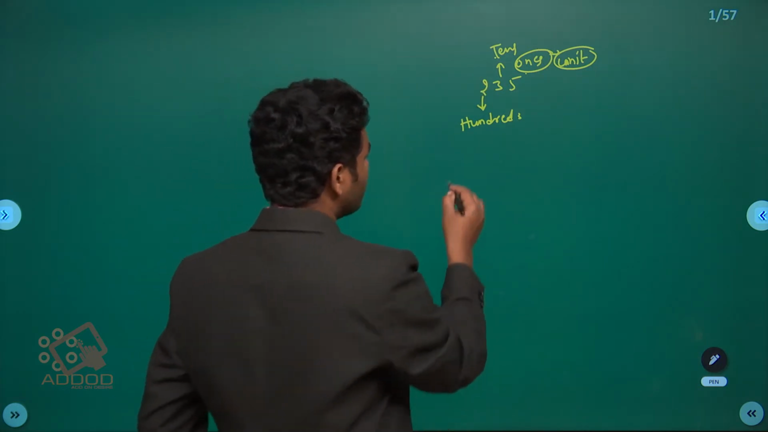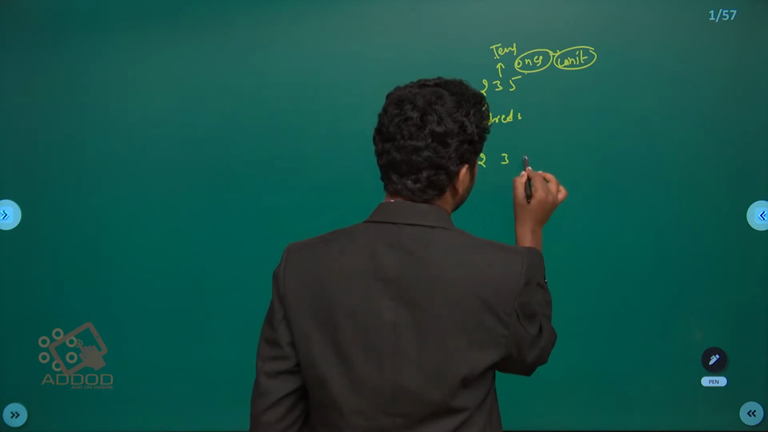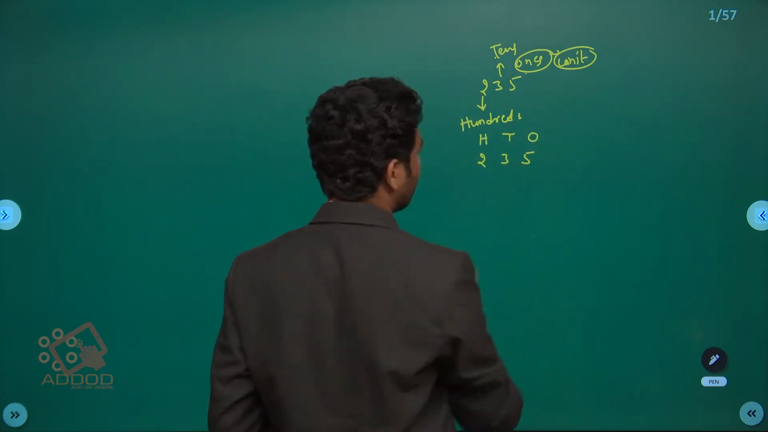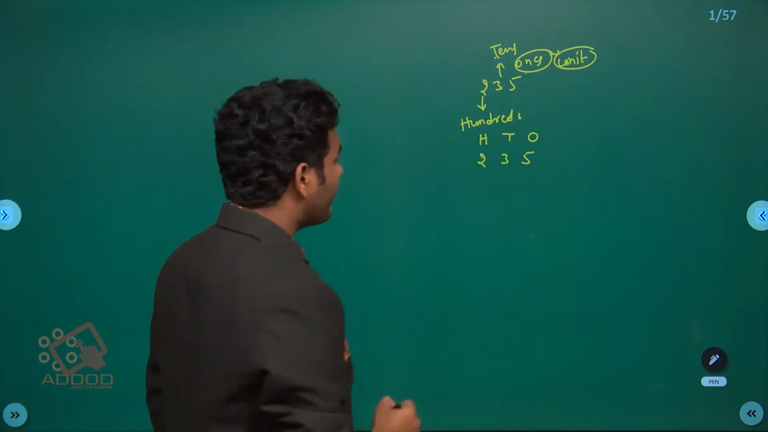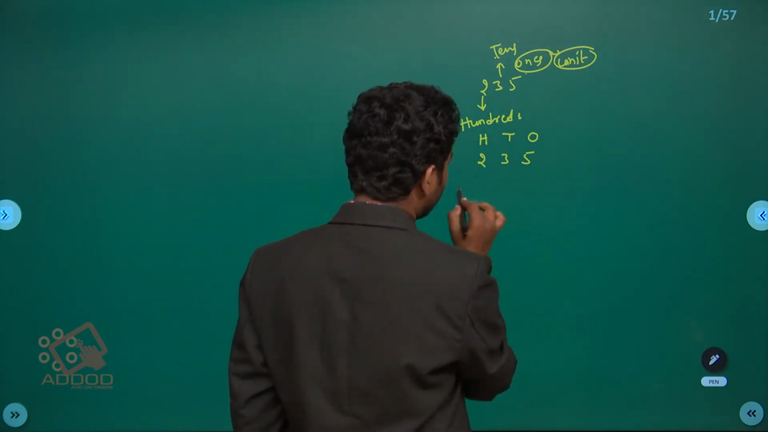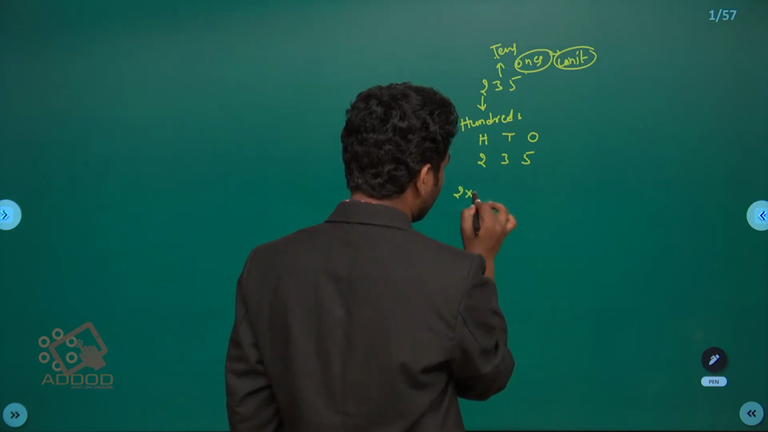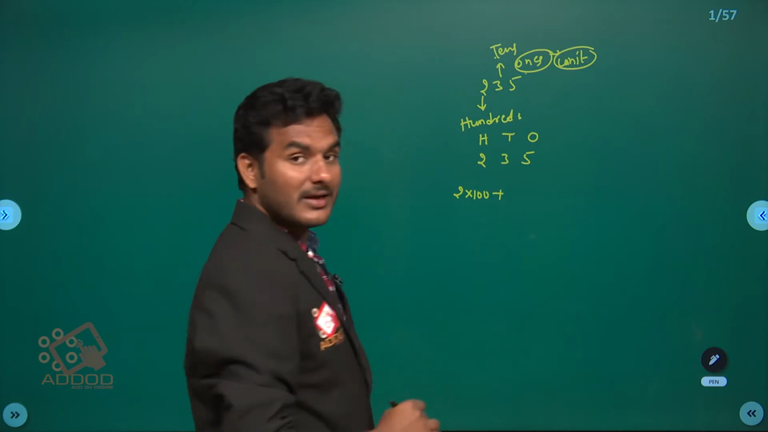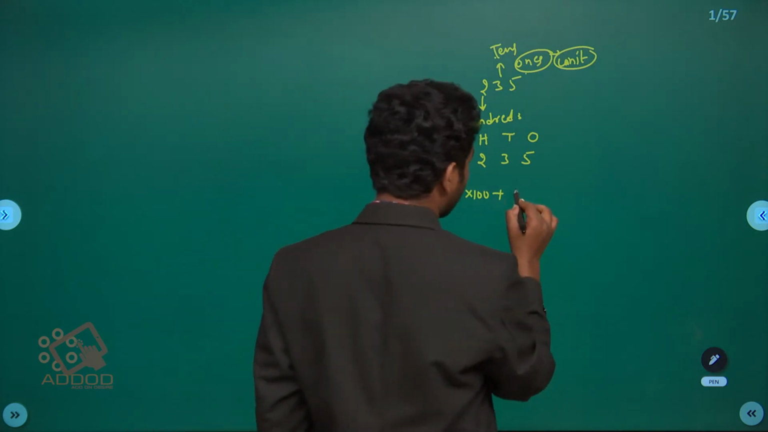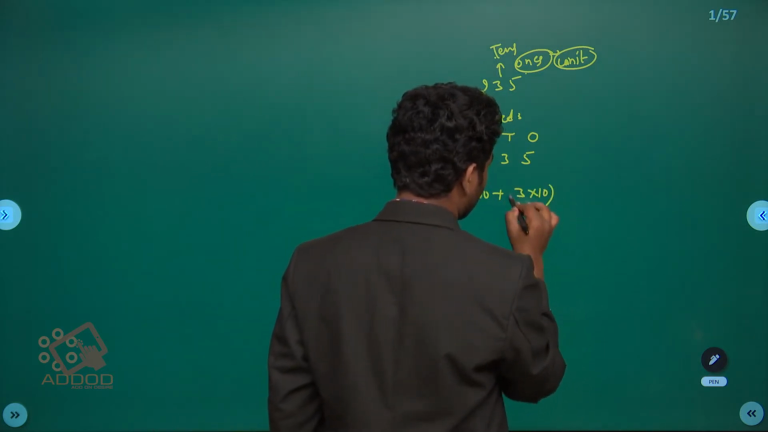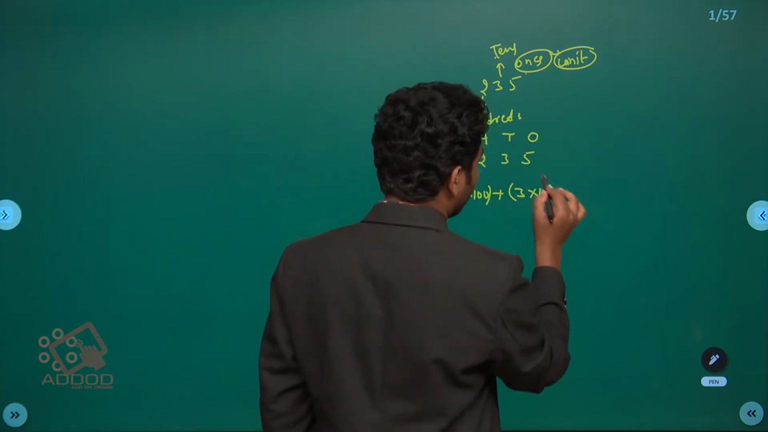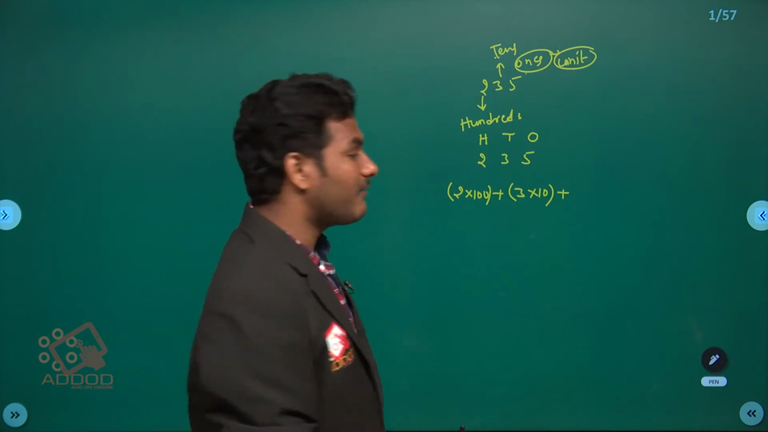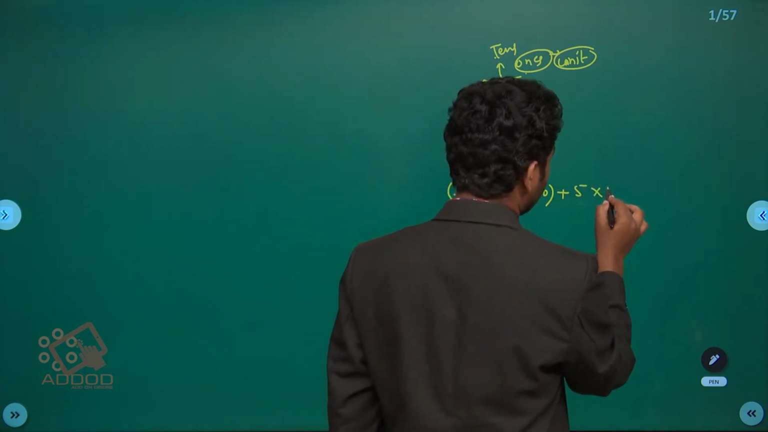So actually, we are taking the number 235. This is the ones place, this is the tens place and this is the hundreds place. Whenever we are writing a number, in 235, 2 is in the hundreds place, so 2 into 100. Next, 3 is in the tens place, so 3 into 10. Next, 5 is in the ones place, so whenever the number is in the ones place, we multiply with 1 only. So 5 into 1.